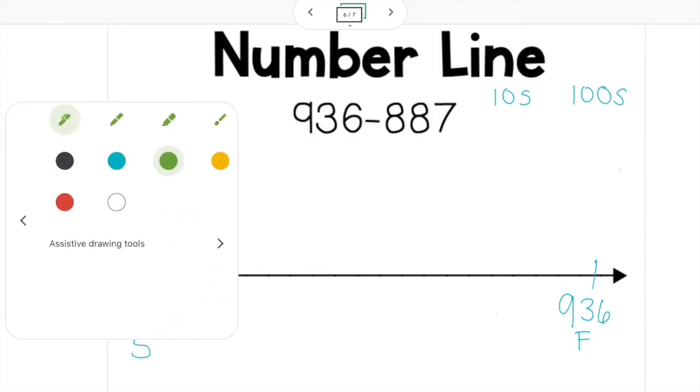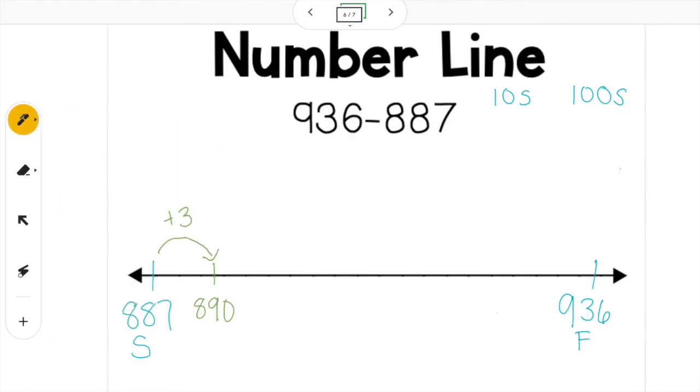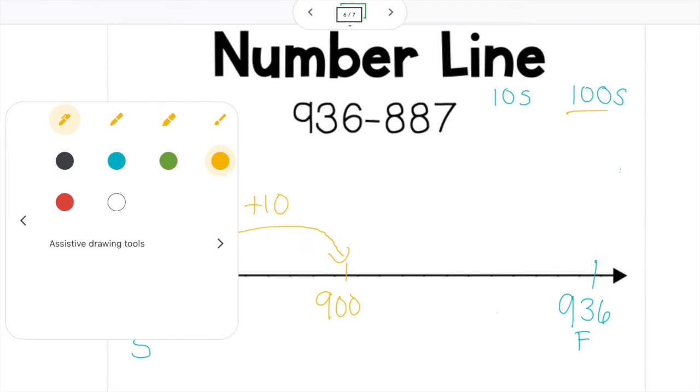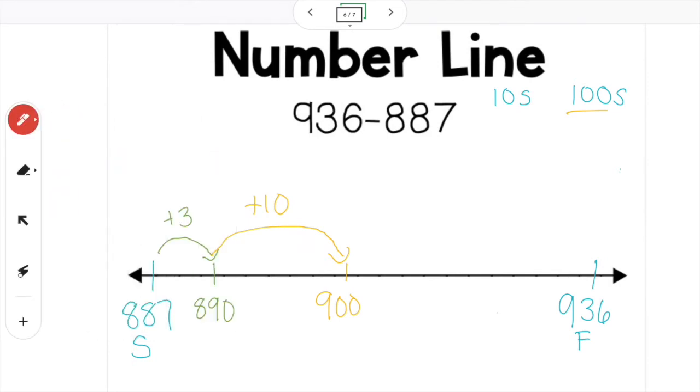Go ahead, switch colors. Let's go to yellow. All right, so now I want to get to the nearest 100. So the nearest 100 from 890 is going to be 900. So somewhere right here, I'm going to put 900. So to get from 890 to 900, that's a whole 10. So I have to skip count by 10. All right, so now I'm going to go ahead and switch over to a red.